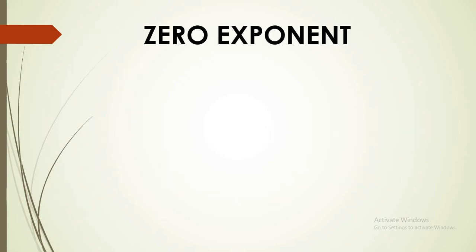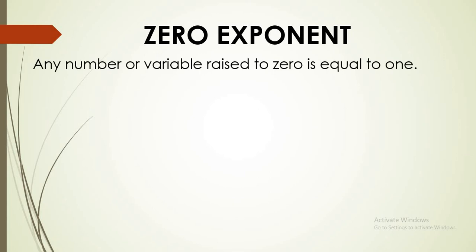Let's go on now to zero exponent. Any number or variable raised to 0 is equal to 1. Example, we have x squared over x squared. You can simply write it as x times x over x times x, or 1.